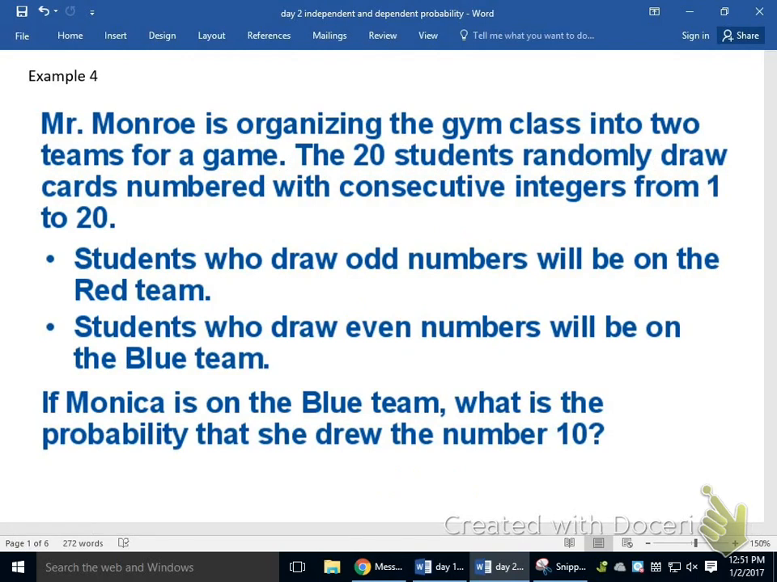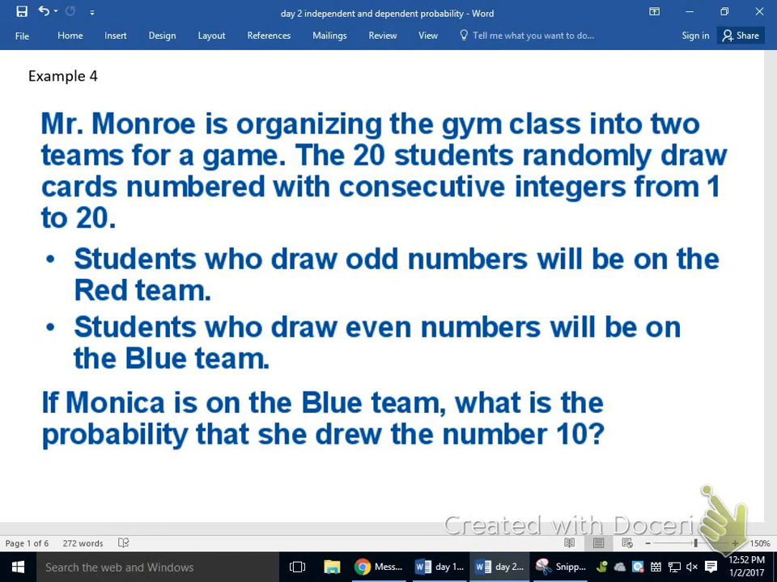This is more or less just a review from yesterday, but I'm going to hit a couple different components that you might not have thought about. It says students who draw odd numbers will be on the red team. Students who draw even numbers will be on the blue team. If Monica is on the blue team, what's the probability she drew the number 10? So this is conditional probability.